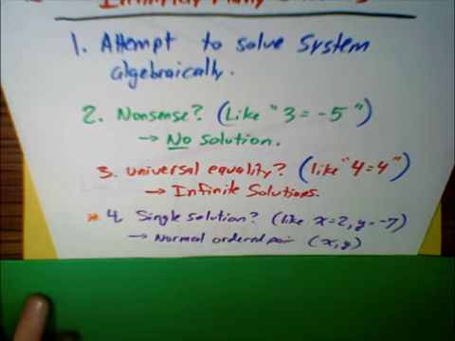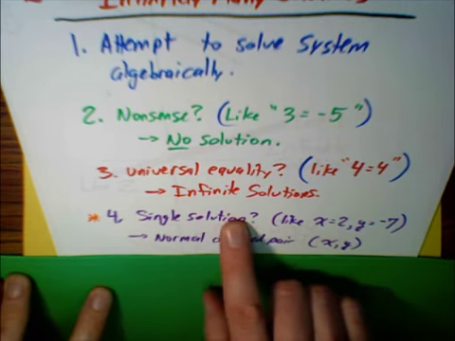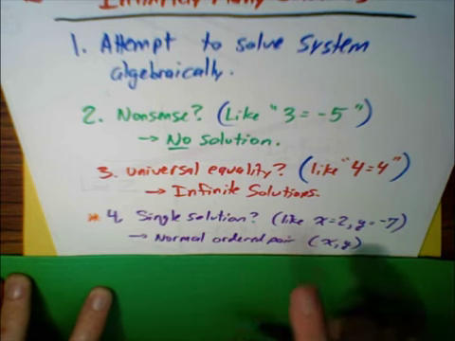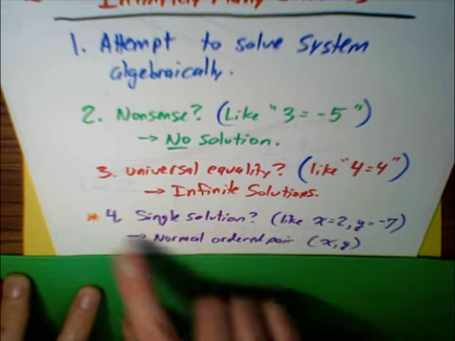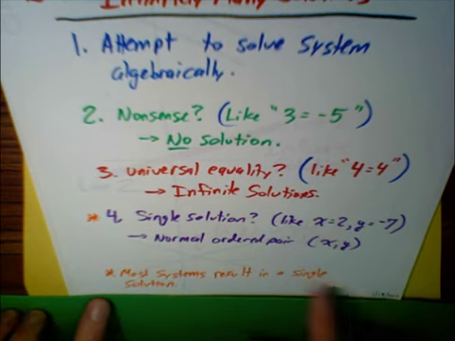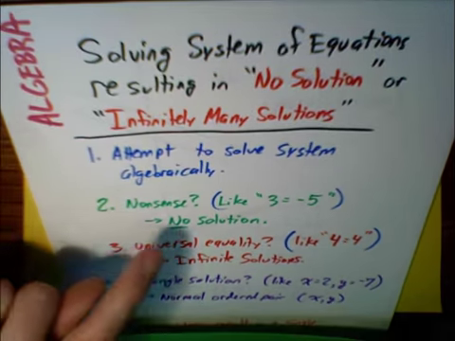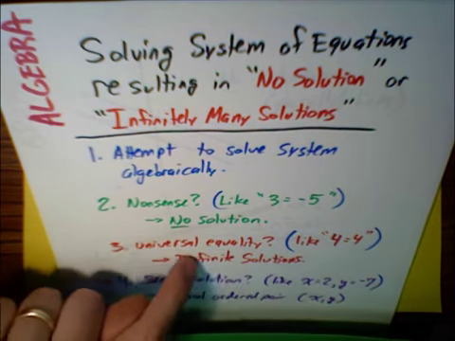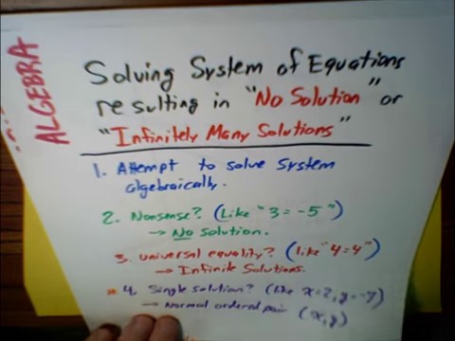The most common answer is that there'll be a single solution. In other words, you have a value of x, you have a value of y. This gives us a single ordered pair, and this is the most common solution. Most systems result in a single solution. But occasionally, you're going to get something that either gives you nonsense, no solution, or universally true, which means there are an infinite number of solutions.